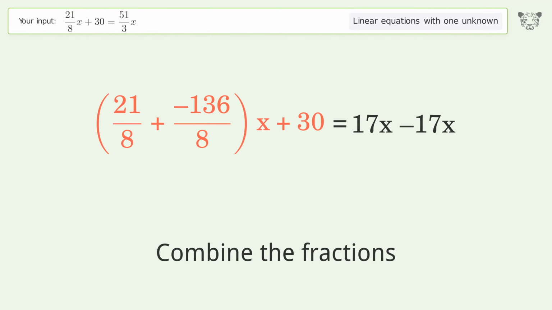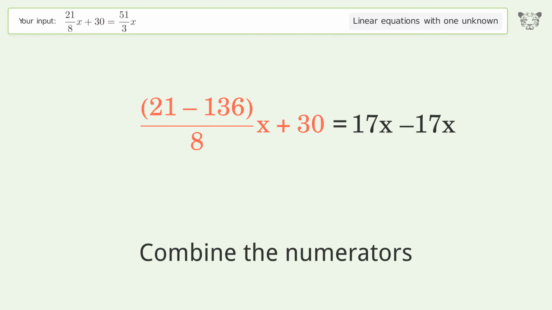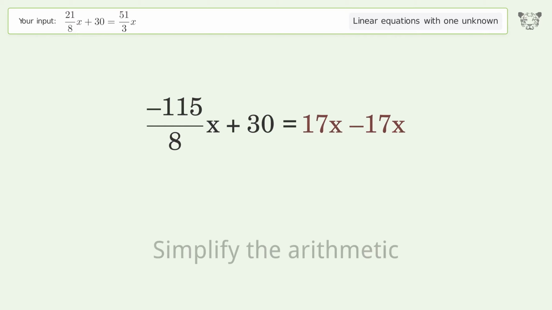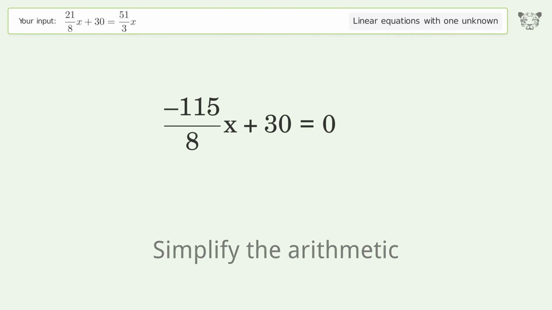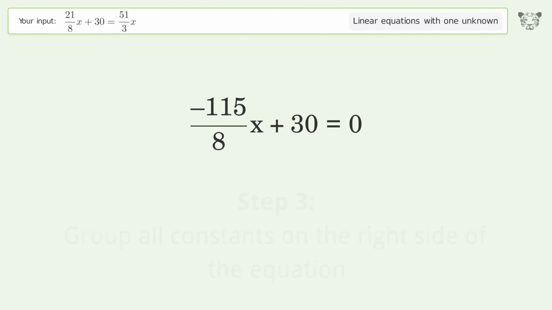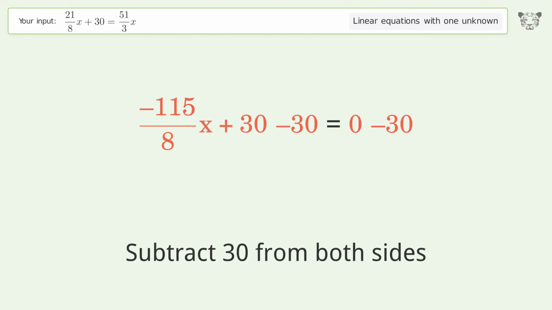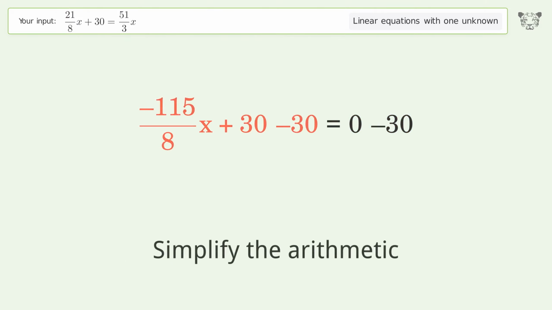Combine the fractions. Combine the numerators. Simplify the arithmetic. Group all constants on the right side of the equation. Subtract 30 from both sides. Simplify the arithmetic.